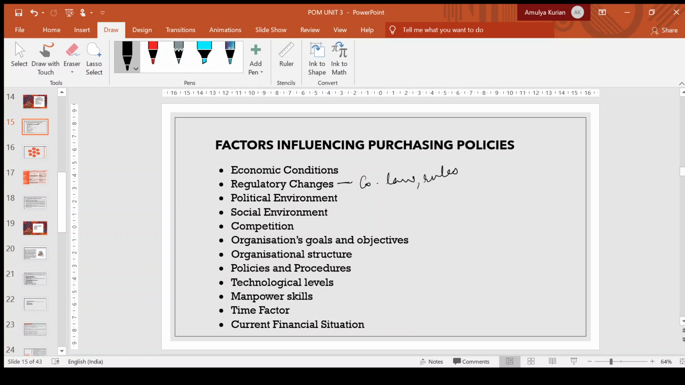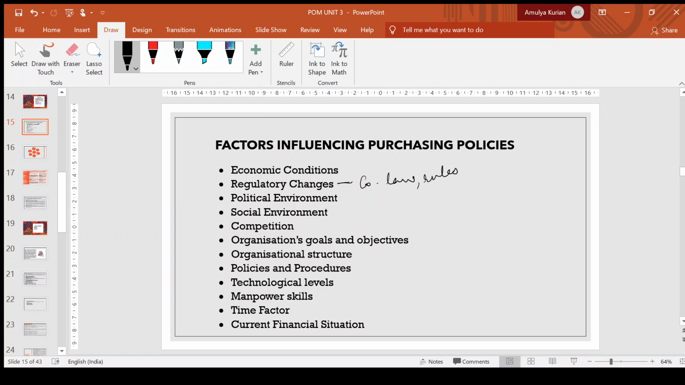The third is the political environment. A change in government or the policy has a direct impact on the economic scenario. Okay, because if there is any change in the political parties, their interest will change based on their philosophies and their objectives. So based on that, it will have an impact on the money or the price fluctuations will happen in the market, and based on that, naturally there will be an impact on your purchasing policy.